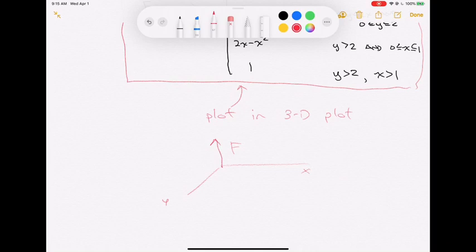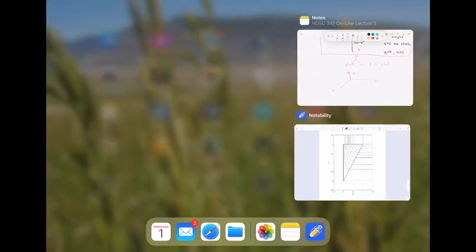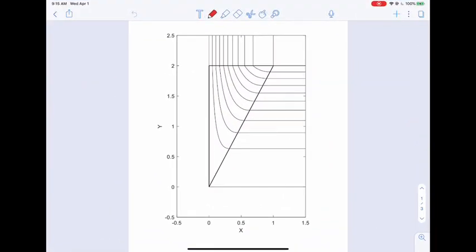Well, I've already done this, and I'm going to open up a different application in this particular case to show those. This first plot is a contour plot, so it tells me lines of constant probability in this case as a function of the variables X and Y. So I have X here going in the horizontal and Y going in the vertical, and my contour plots tell me lines of constant probability.